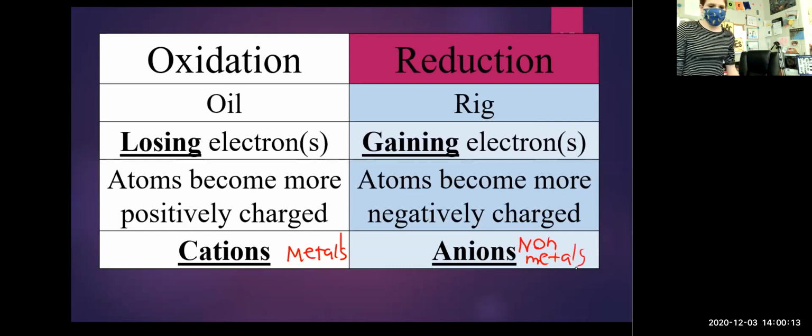Okay, so in an oxidation reaction, once you lose electrons, you're more positive. You have more protons. That makes sense, right? If you get rid of electrons, you have more protons. That's going to give you a positive charge. In reduction, you're going to become more negatively charged because what are you gaining? You're gaining electrons. Okay, so that makes sense.